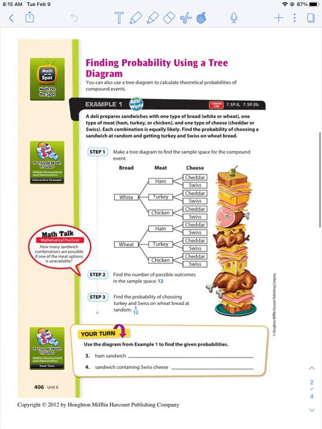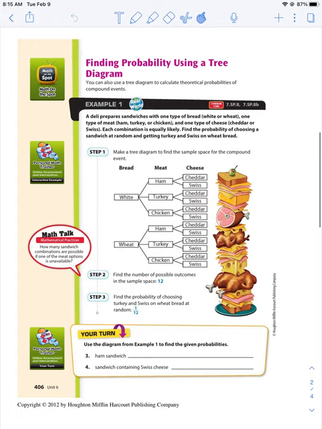All right, let's see another example. A deli prepares sandwiches with 1 type of bread, white or wheat, 1 type of meat, ham, turkey, or chicken, and 1 type of cheese, cheddar or Swiss. Each combination is equally likely. Find the probability of choosing a sandwich at random and getting turkey and Swiss on wheat bread.